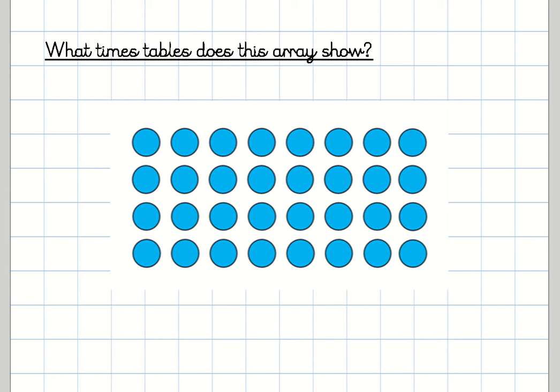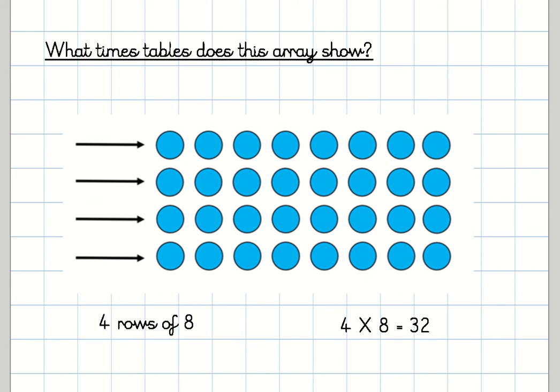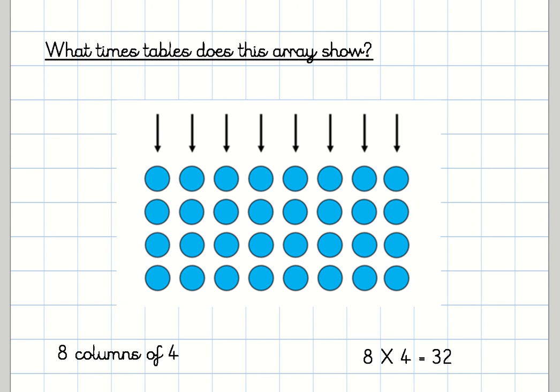Now, it can show us 2 different types of multiplication. If we look at the rows first, we've got 1, 2, 3, 4 rows of 8, and 4 times 8 equals 32. But we could also look at the columns. And the columns show us that we've got 8 columns of 4, and 8 times 4 also equals 32. So that's 2 different ways that we can multiply using the numbers 8 and 4 to get 32.